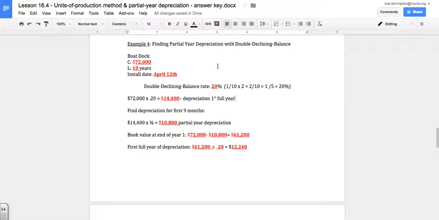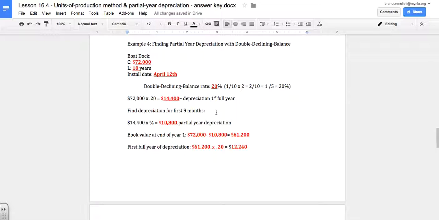Now, double declining is the same method, but doubled. 1/10 times 2 is 2/10, which gives us 1/5, which we convert into a decimal and then a percent, and we get 20%. So now that we have our rate, we are ready to find the amount of depreciation. For the first year, we take our cost times our rate, and we find out that it would depreciate $14,400 for the year.